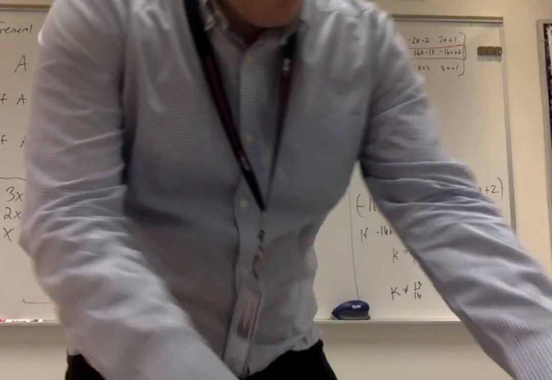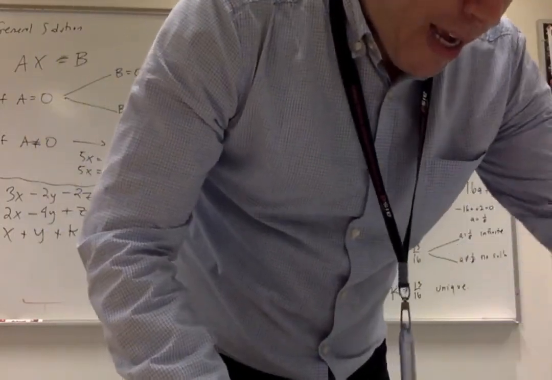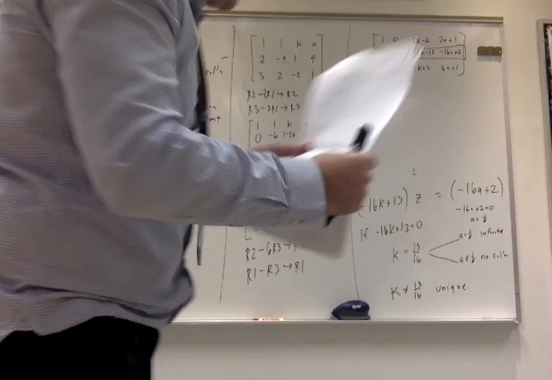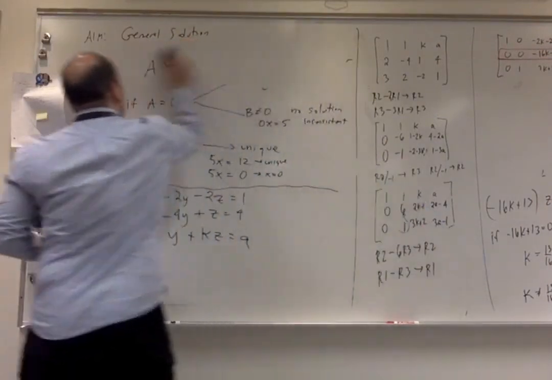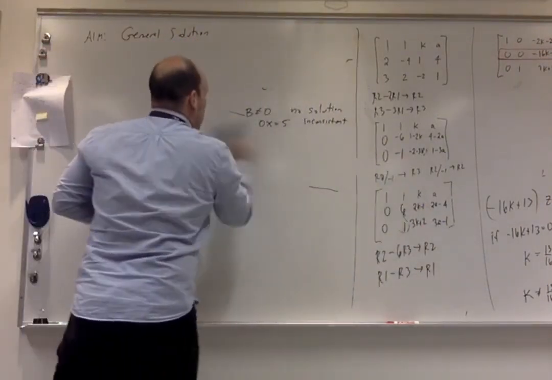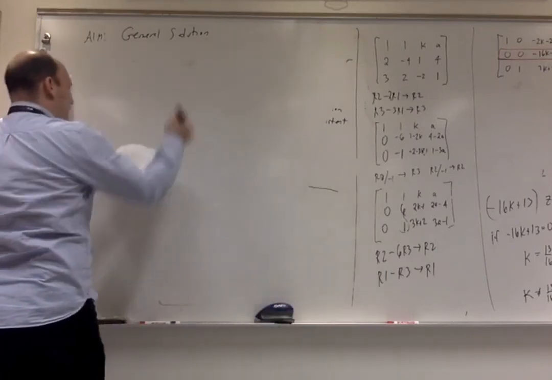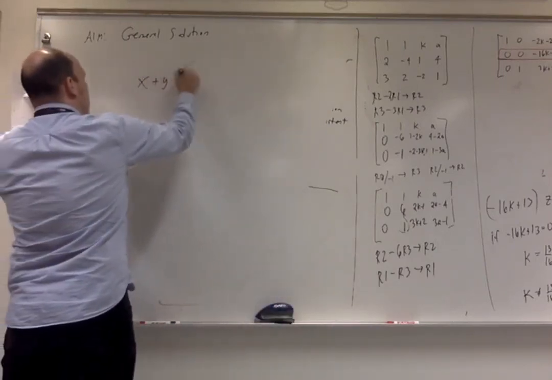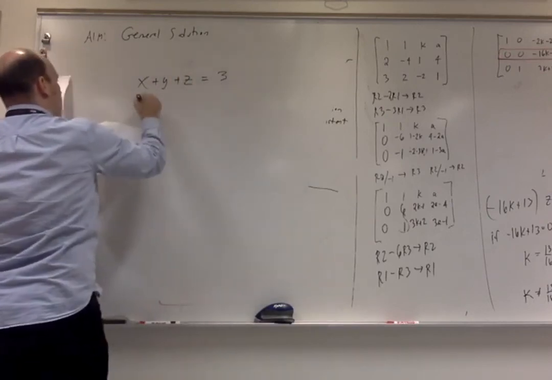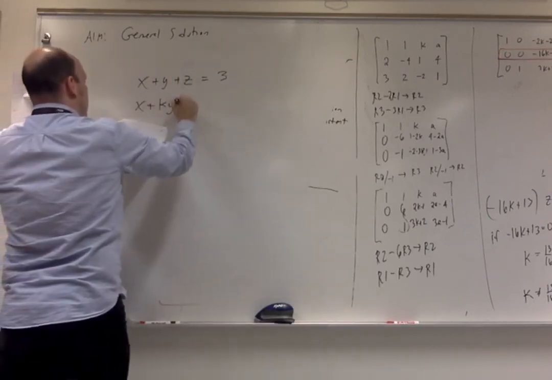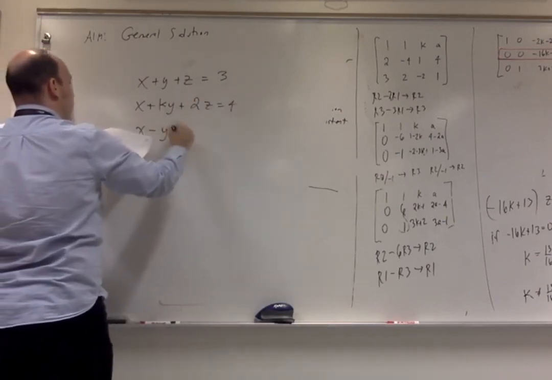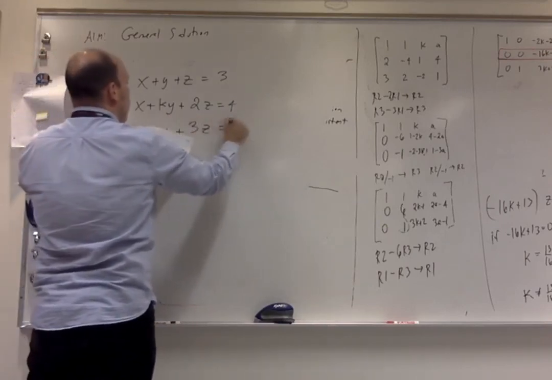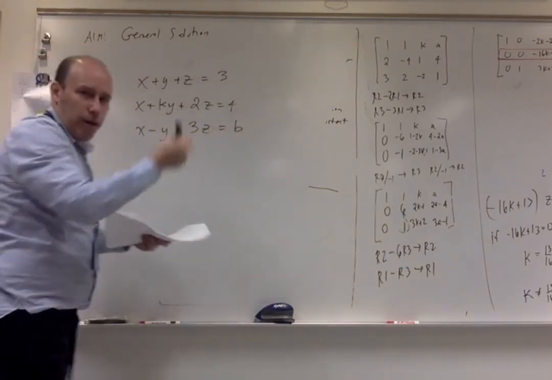So what I want you to do is try this problem. It's literally the second to last problem in the whole unit, but they made a mistake in the book. So I want you to try this one. It's like number 3, and it actually should be x plus y plus z equals 3, x plus ky plus 2z equals 4, and x minus y plus 3z equals b. And I want you to figure out the answers.